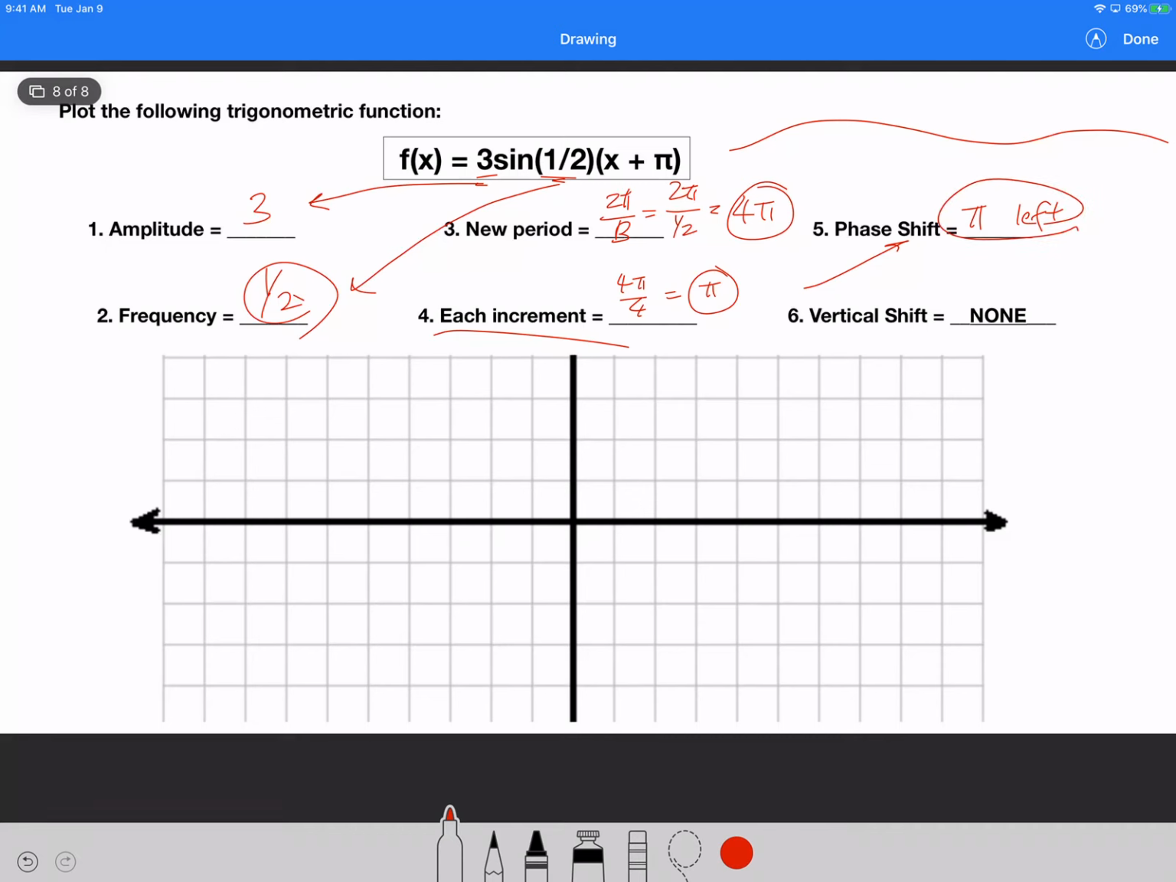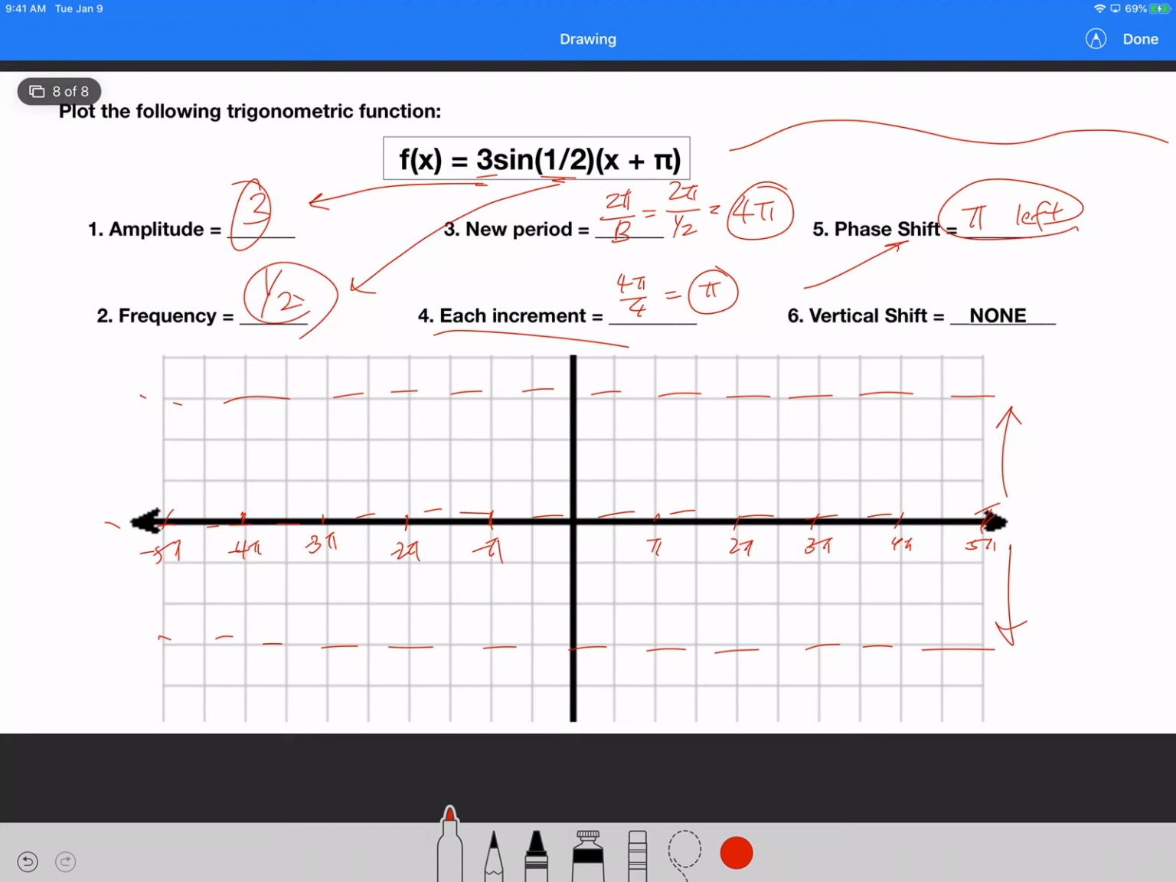So here I'm going to establish every 2 tick marks to be my increment. It's negative pi, negative 2 pi, negative 3 pi, negative 4 pi, negative 5 pi, pi, 2 pi, 3 pi, 4 pi, and then 5 pi. Okay, and then this middle line would be the x-axis. Top maximum will be at 3. Bottom right here will be at negative 3 because the amplitude is 3. So we go above and below about that much.